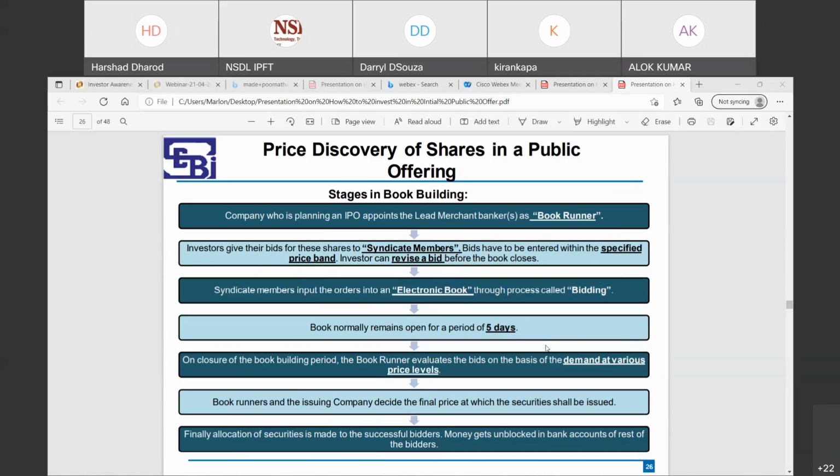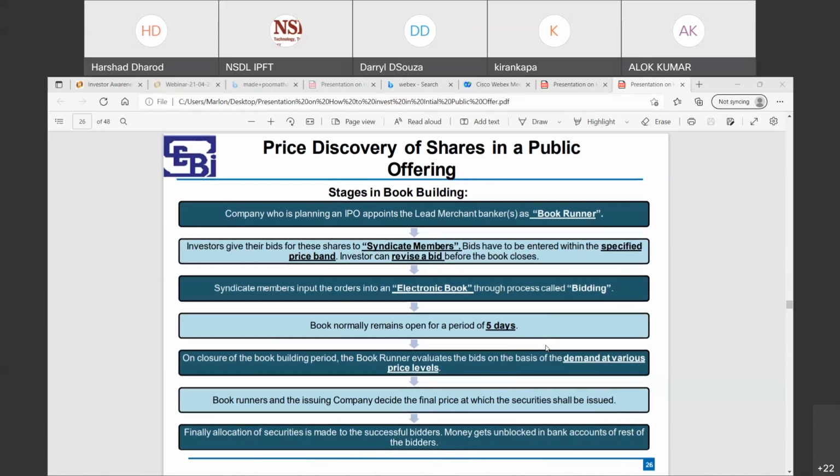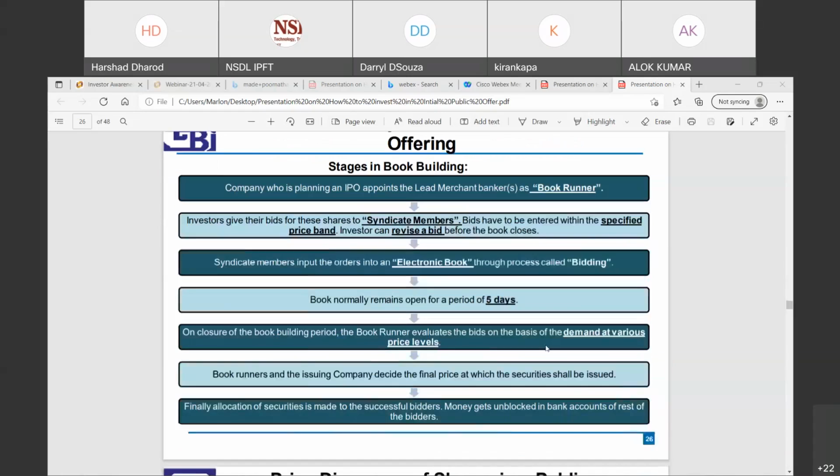But for others, like the HNI category and the QIB category, you can directly choose a price point, whatever they want to bid. And once the price is finally discovered, the money of the unsuccessful bidders, as I said, will be unblocked in their account.